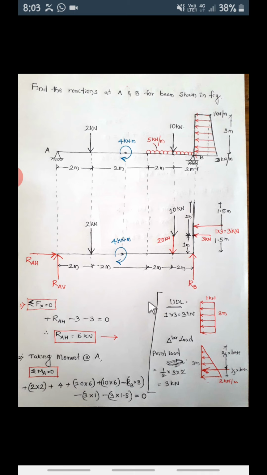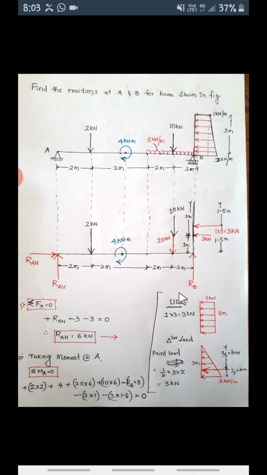Next this 20 kilonewton. What is the moment of this 20 with reference to A? This is force 20 into the perpendicular distance between this force and A, which is 2 plus 2, 4, plus 2, 6. With reference to A, this 20 will produce clockwise, so plus 20 into 6. Next, this 10 kilonewton. Again 10 into the same distance, 6, again plus. So plus 10 into 6.